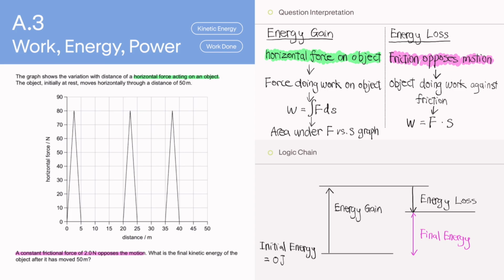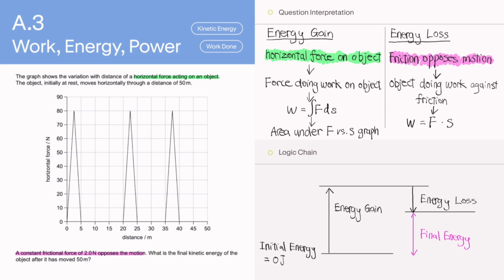If you study chemistry, you'll notice this looks just like an energy level diagram from energetics. I'm using this because it makes the idea much more straightforward. And keep in mind, examiners can flip the setup. They might give you the final energy and energy loss, and ask you to find the energy gain. With this diagram, the path is always clear.